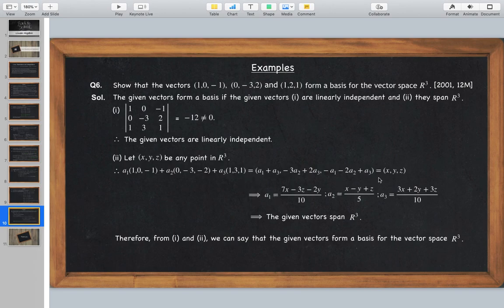So therefore for any point (x, y, z) in R3 we can represent it as a linear combination of these three vectors. Since (x, y, z) is a generalized point, it means it can be any point. So it means the linear combination of these three vectors spans R3. So therefore from 1 and 2 we can say that the given vectors form a basis for the vector space R3.